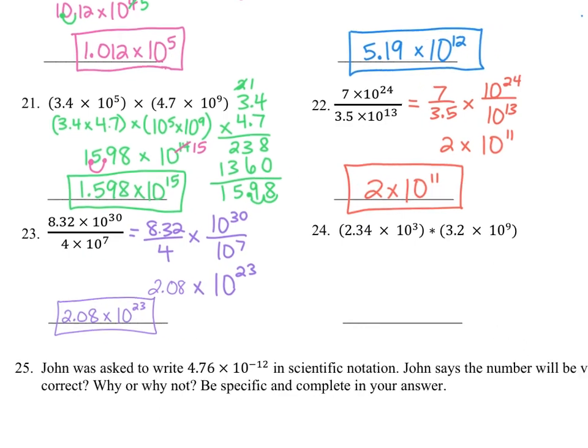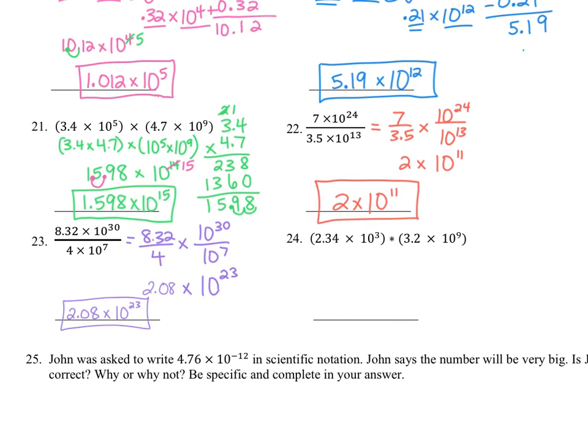Moving on to number 24, multiplication. So we are going to reorder. So 2.34 times 3.2, so I can multiply their factors, times 10 to the third times 10 to the ninth, so multiply their powers. Powers are really easy to multiply together when you have the same base, so that'd be 10 to the 12th power.